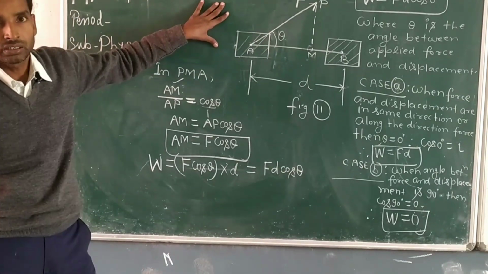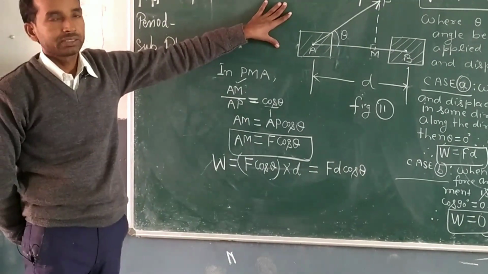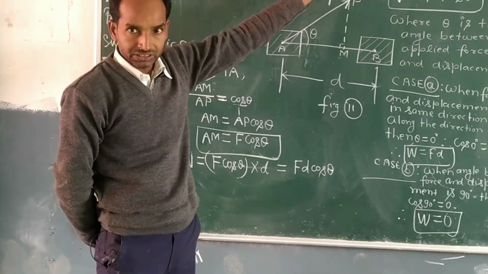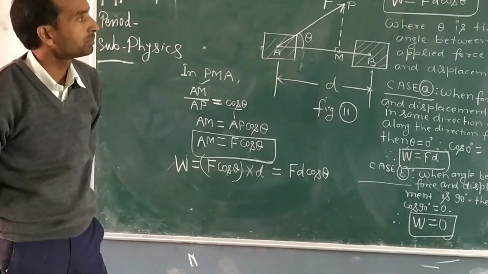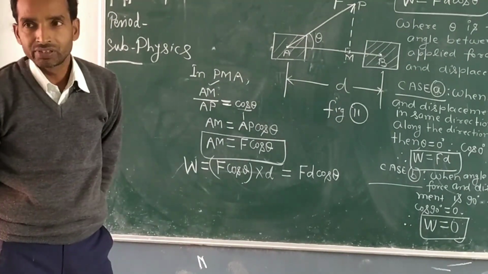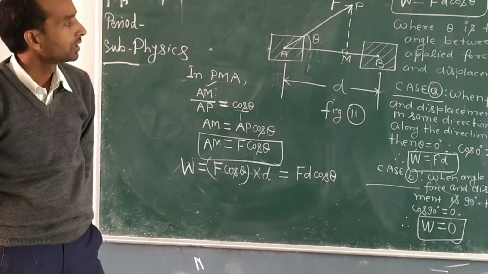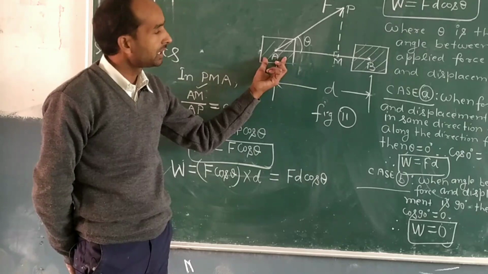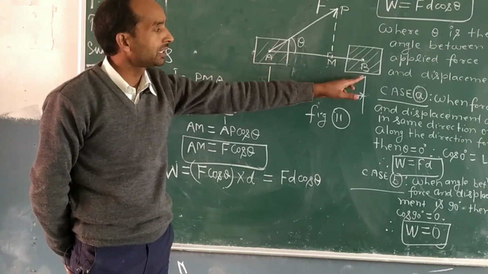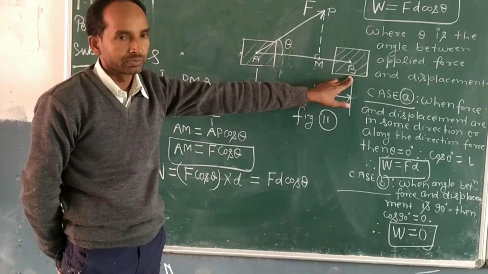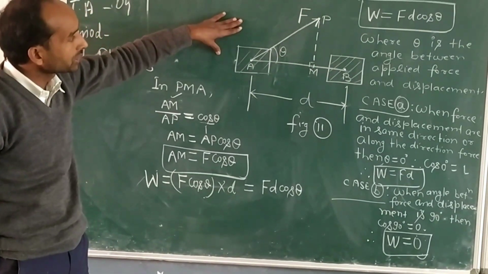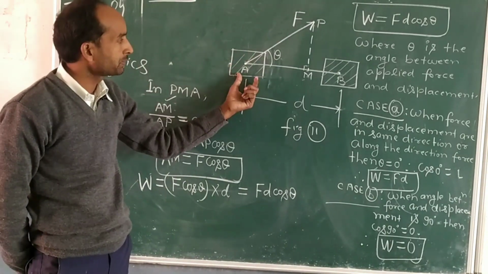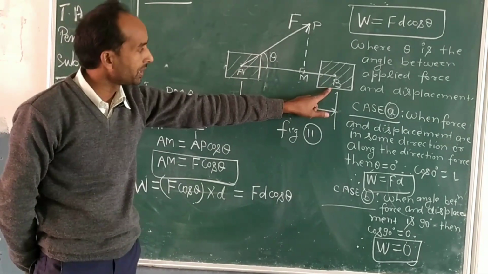For example, if we hit a ball with a bat, then the ball goes in the upward direction and falls after some time, traveling in a parabolic shape. So the initial position of the ball is at A, and the final position of the ball is at B. The force is applied in the direction of AP, but the displacement is in the direction of AB, which is equal to d.